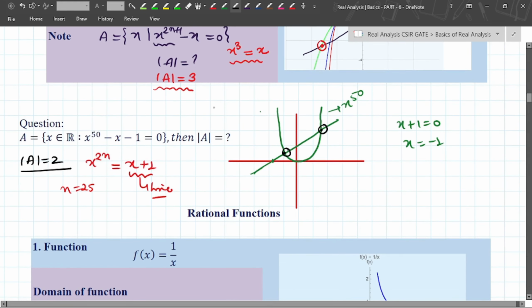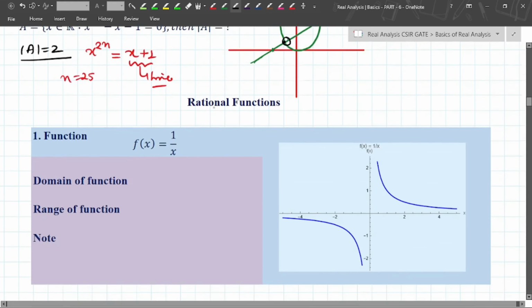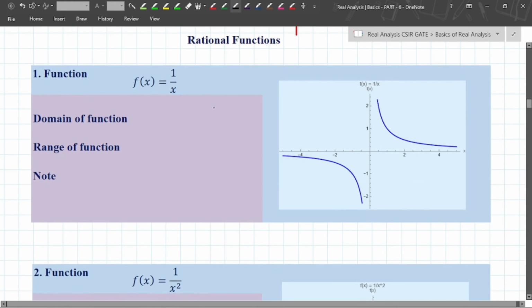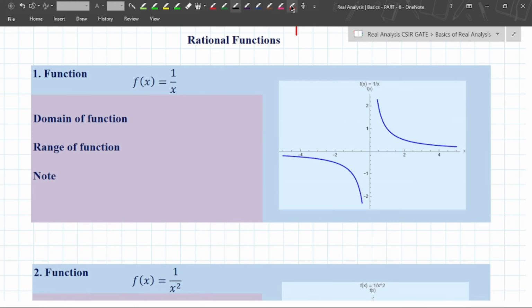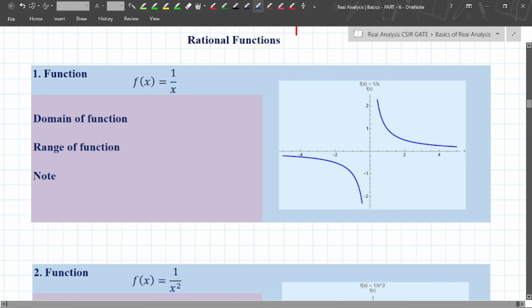Okay, so this is all about simple functions, and next we move to the rational function. So what is the rational function here? Rational function is something like this, 1 by x, okay, in which x here. The thing is that what is the maximum value for this? If I put like this, limit x tending to positive infinity, then it is what? Positive infinity. Similarly, limit x tending to negative infinity, then it is what? Minus of infinity.